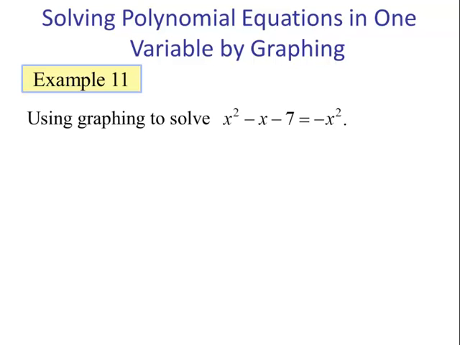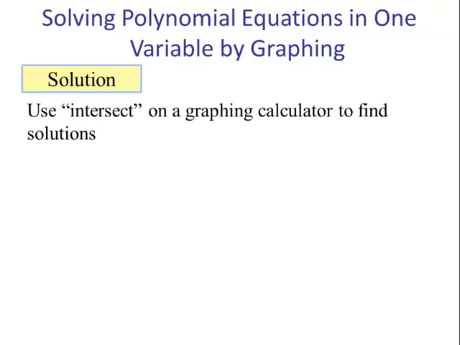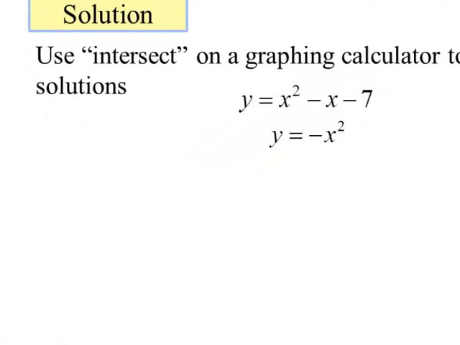Our last example, solving polynomial equations in one variable by graphing. Use graphing to solve x squared minus x minus 7 equal to a negative x squared. So since this example says solve by graphing, we're going to use the graphing calculator. We're going to use the intersect feature. So we will let the left hand side be equal to y1 and the right hand side be equal to y2. So we will type in x squared minus x plus 7 in y1 and negative x squared in y2.